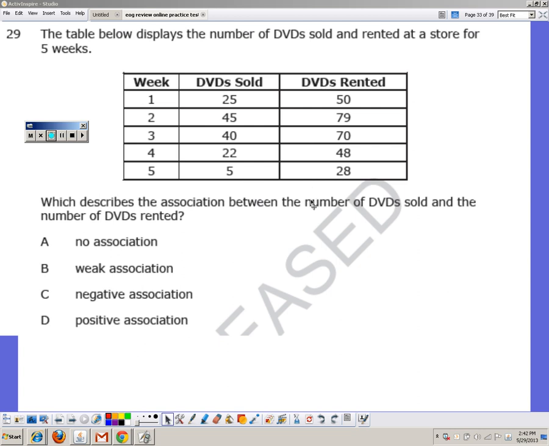So when sold was up, rented was up. When sold was down, rented was down. So this answer is positive. Remember, positive means when one goes up, the other one goes up. When one comes down, the other one comes down. Negative means when one goes up, the other one comes down. And when the first variable goes down, the second variable goes up.